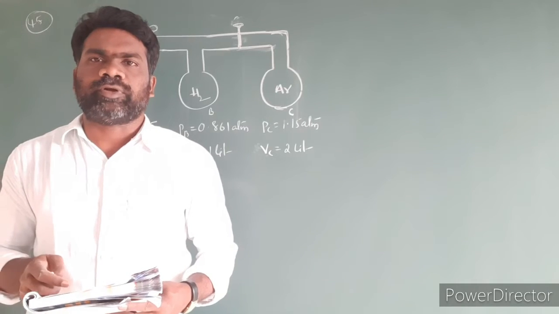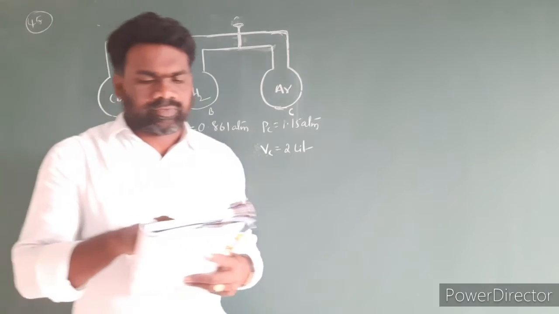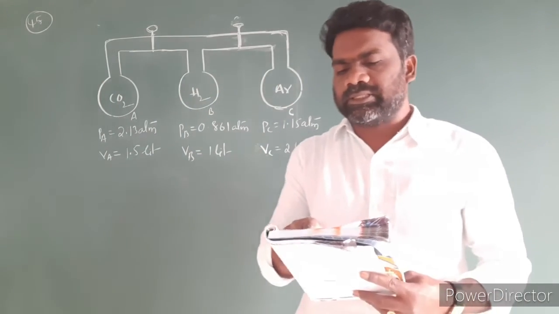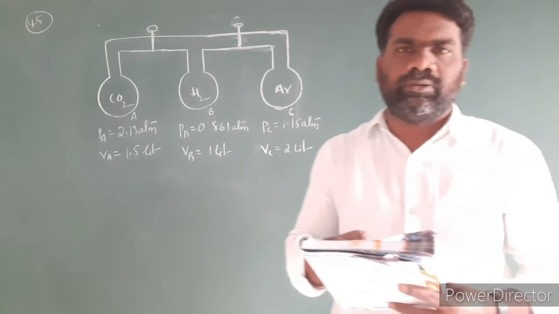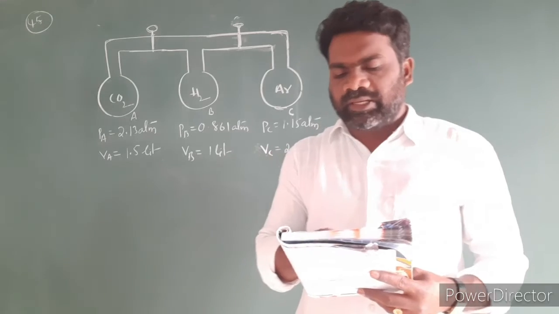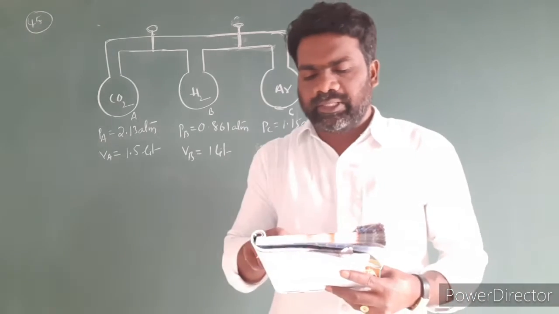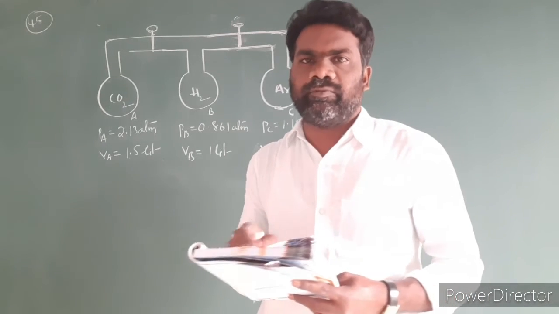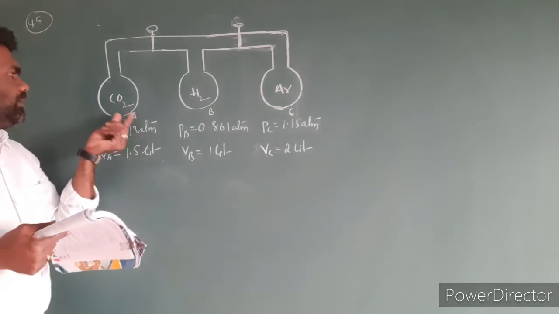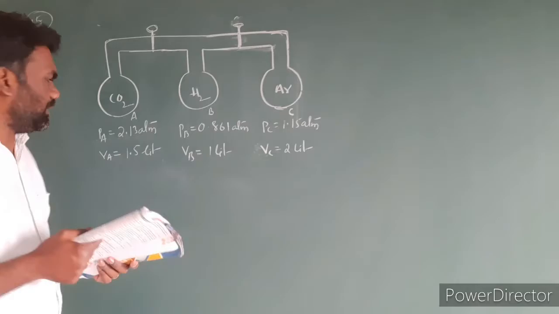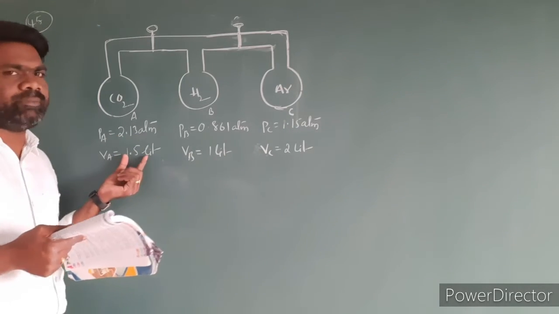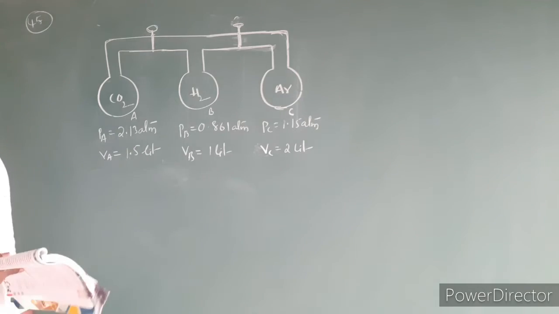Next, question number 45. The apparatus shown consists of 3 bulbs connected by stopcocks of negligible volume. The temperature is constant. When all the stopcocks are opened, the pressure in the bulb B will be, and some more data is given. In bulb A, carbon dioxide gas is filled. Its pressure is 2.13 atmosphere and its volume is 1.5 liters.